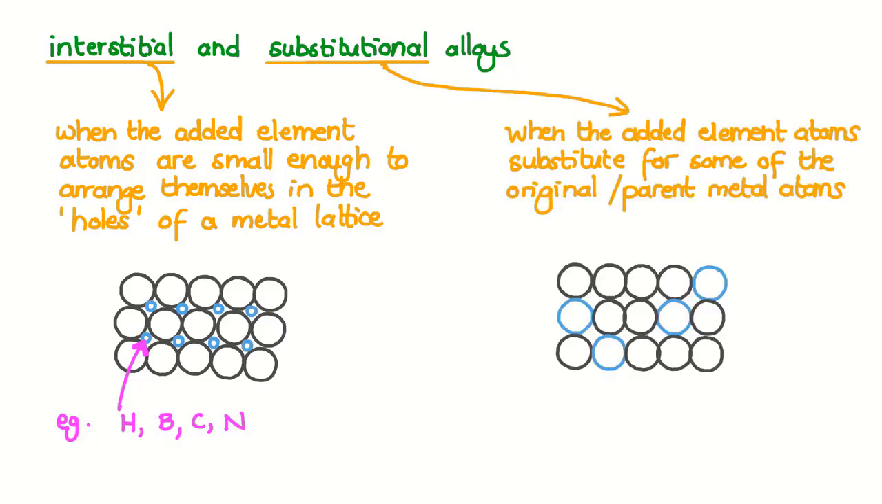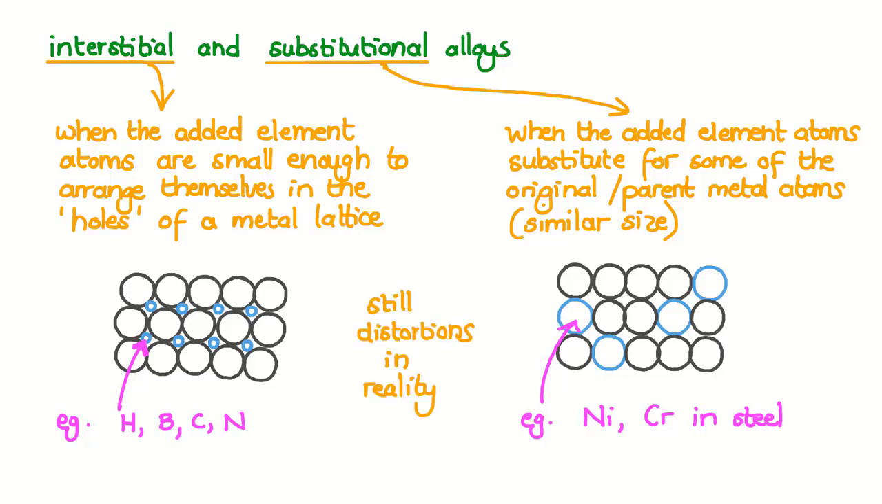A substitutional alloy is when the added element atoms substitute for some of the original or parent metal atoms. This can happen when they have a similar size. Examples of atoms that can do this are nickel and chromium atoms in amongst the iron atoms in steel. Some alloys are mixtures of interstitial and substitutional arrangements. And remember, there are still distortions in the arrangement in reality, although this has not been shown here.